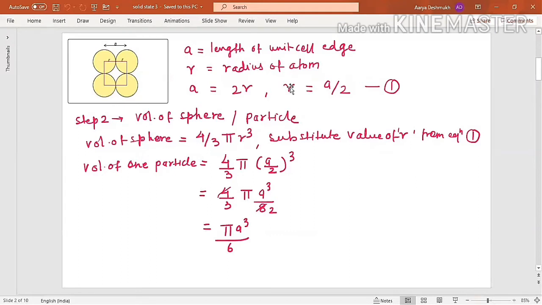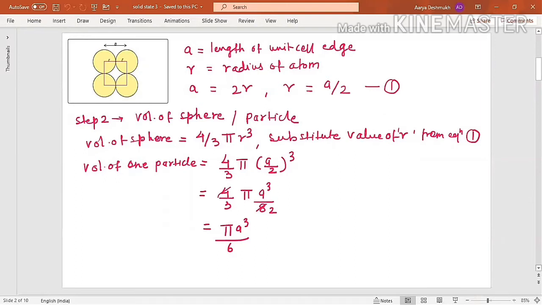What is this r here? This r is equal to a by 2, so we substitute a by 2 cube. Now when you simplify, 4 by 3 pi, the cube of a is a cube and the cube of 2 is 8, resulting in a cube upon 8. Further simplifying, 4 ones are 2 here, so the result is pi a cube upon 6. In this way we find the volume of the sphere, or the particle. This is for one particle.